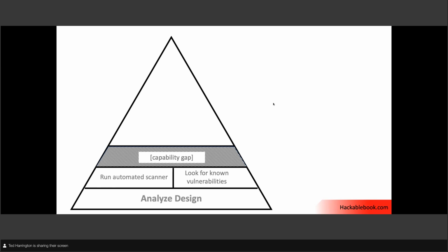Capability gap is kind of like the Grand Canyon, right? You're on one rim of the Grand Canyon, you can't get to the other rim of the Grand Canyon. And that's the idea here, that you can't just run a scanner, as an example, in order to find the things we're going to talk about in a moment.